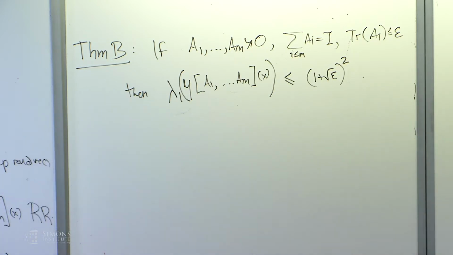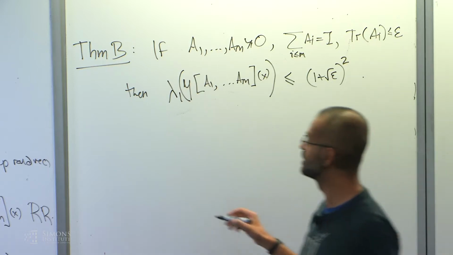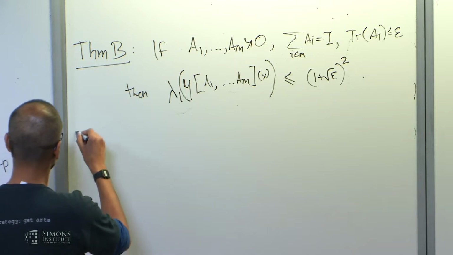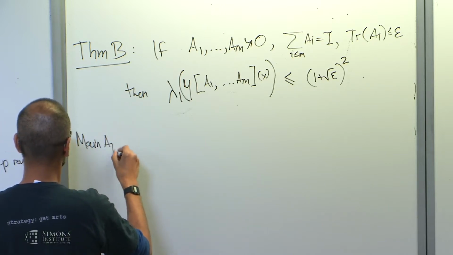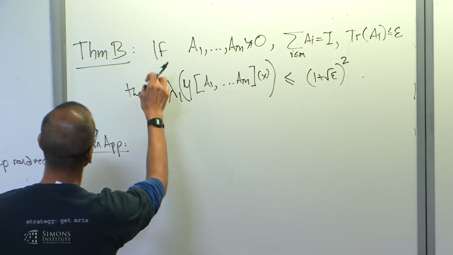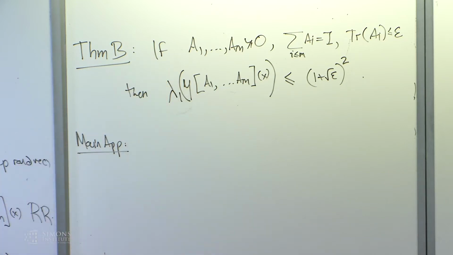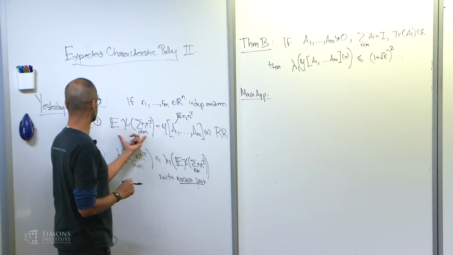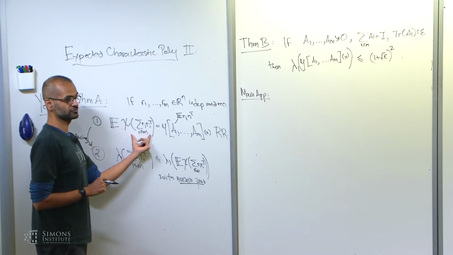And the main application of this, so are there any questions about the statement? Okay, the main application of this, so together theorem A and theorem B allow you to control the eigenvalues of these type of random matrices with non-zero probability. Are the roots necessarily non-negative? Yeah. So we proved the roots are real. The roots are non-negative because it's an average of polynomials whose roots are non-negative.